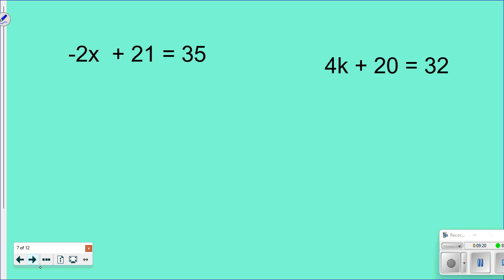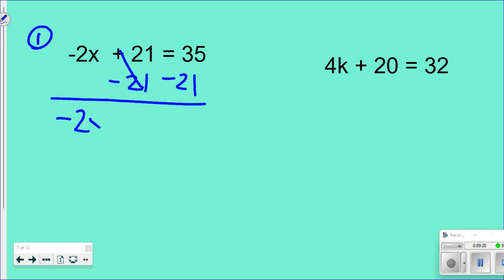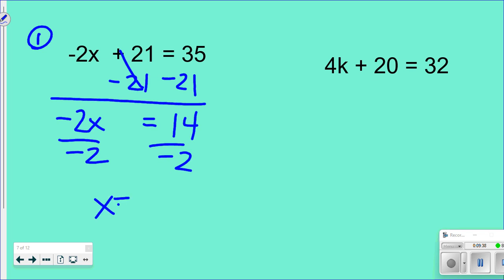Okay, I'm going to get started on this one right here. I'm going to minus 21 from both sides. So I have negative 2x equals 14. Divide by negative 2, divide by negative 2. X should be negative 7. So hopefully I get that one right.